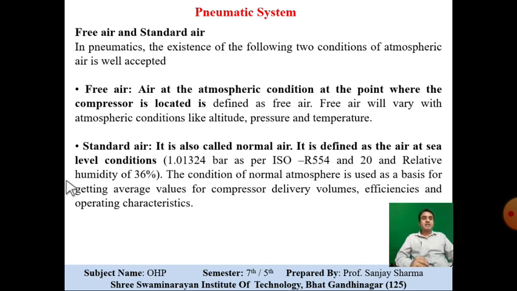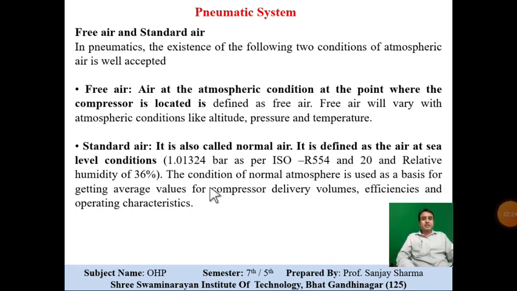It is defined as the air at sea level, at 1.01324 bar as per ISO R554 and 20. These are the specific ISO standard codes given for standard air, with a relative humidity of 36%. If air contains 36% humidity and is at this particular pressure, it is termed standard air. The condition of normal atmosphere is used as a basis for getting an average value of compressor delivery volume, efficiency and operating characteristics.